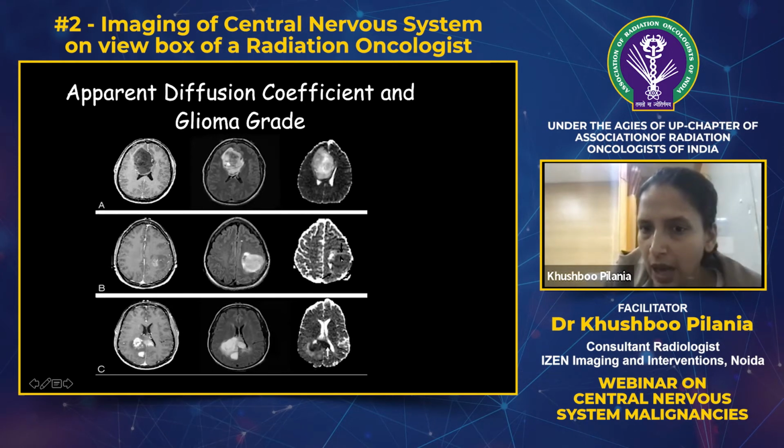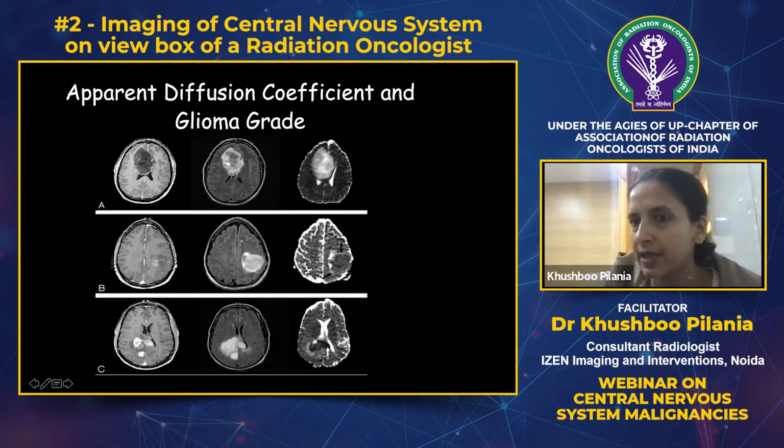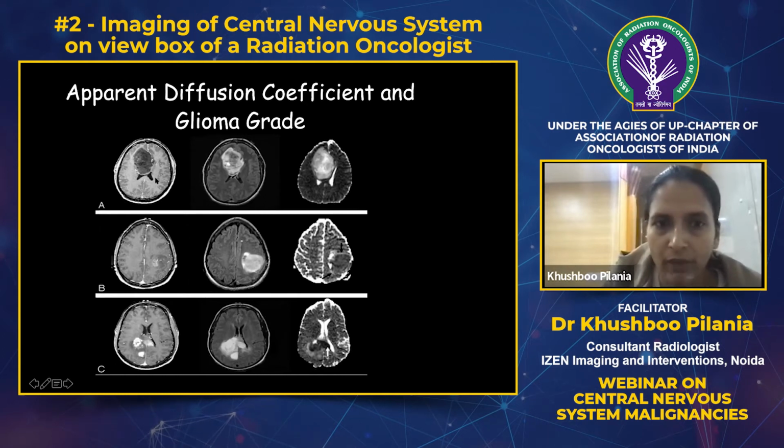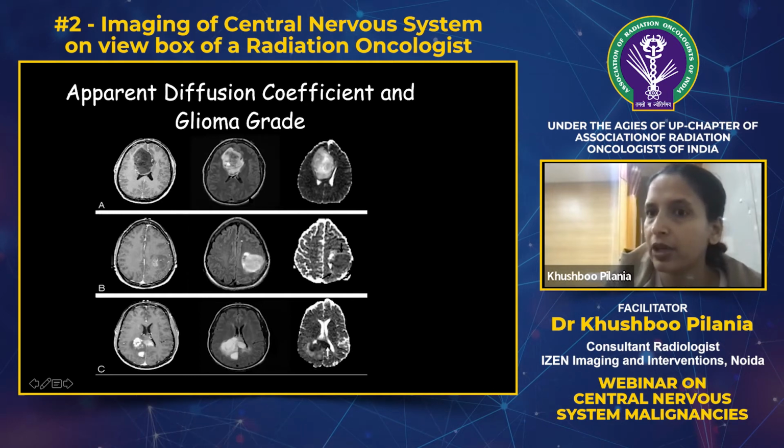Anything which looks dark on the ADC map, so you look at this, and in this case, this is much less dark. So whenever something is dark on the ADC map, it means that there is restricted diffusion. Dark on ADC maps means low ADC values, means higher cellularity and more aggressiveness of a tumor. So what we are dealing with is a glioma in A, B, C, all three images. These are the post-contrast T1 weighted images. These are the FLAIR images. So as I said earlier, FLAIR is one of the best for detection of the tumor.